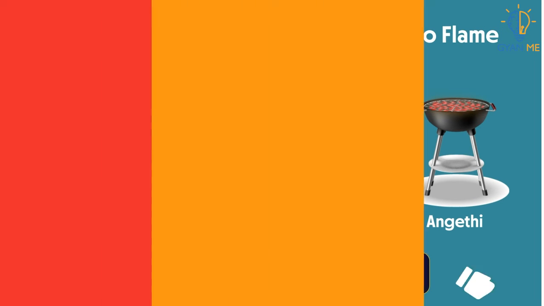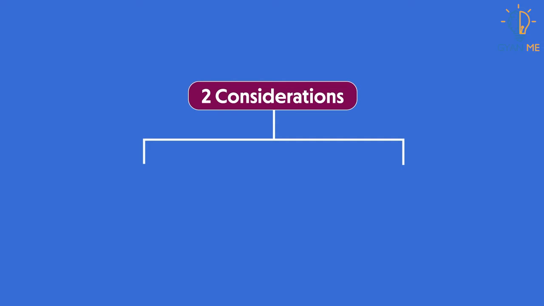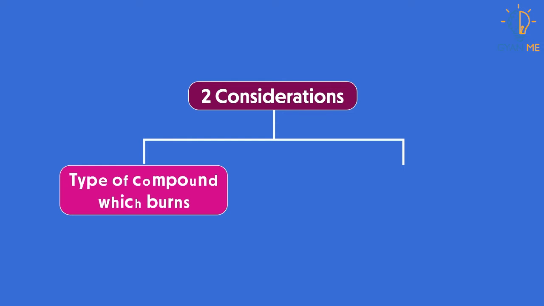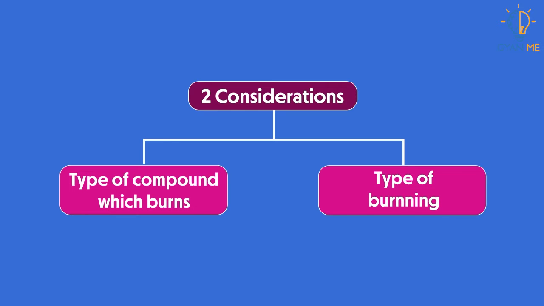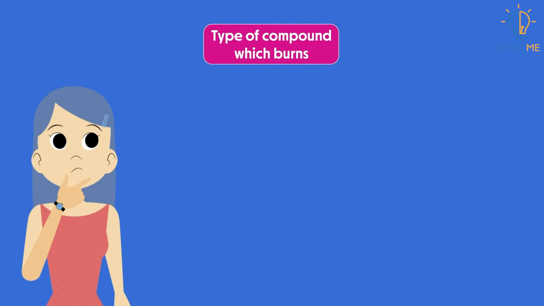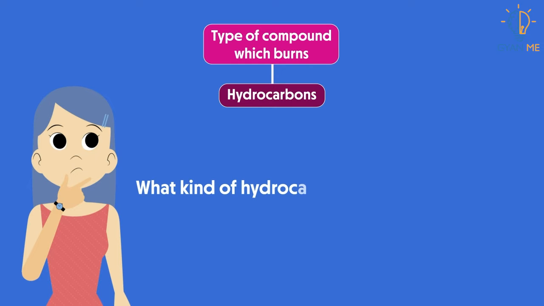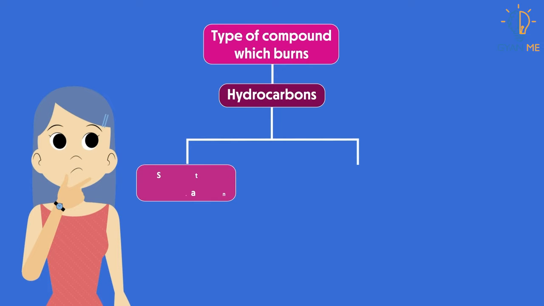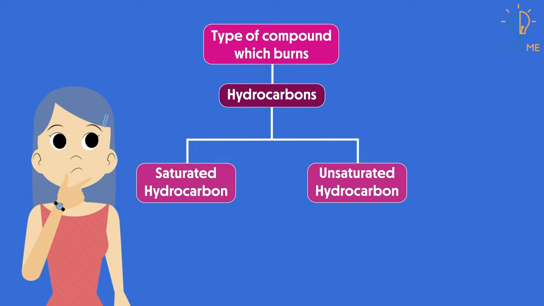Yes, they are indeed. But there are two important considerations here. One is the type of compound which is burning and the other is the way in which these compounds are burning. Let us take the first case. When we say which compound is burning, we say they are hydrocarbons. That is obviously correct. But here we want to find out what kind of hydrocarbon compound is it which is burning. Which means we are interested in knowing whether they are saturated or unsaturated hydrocarbons.